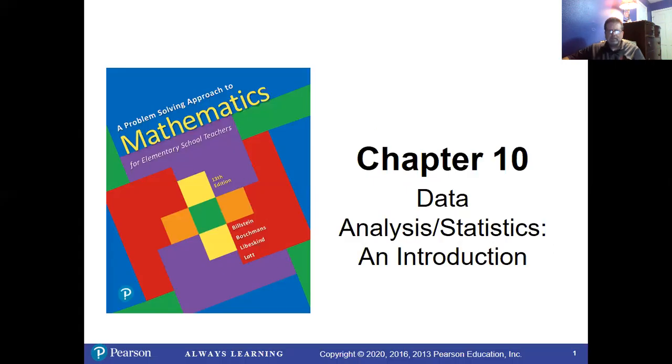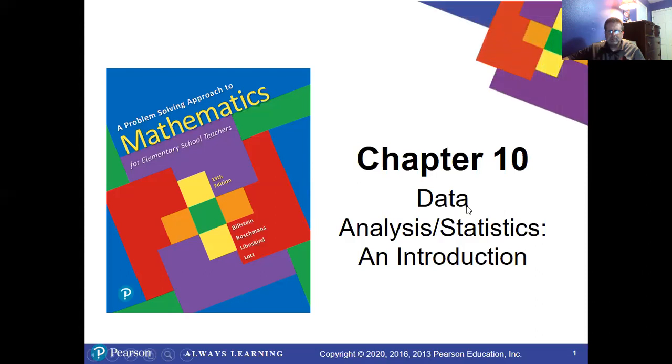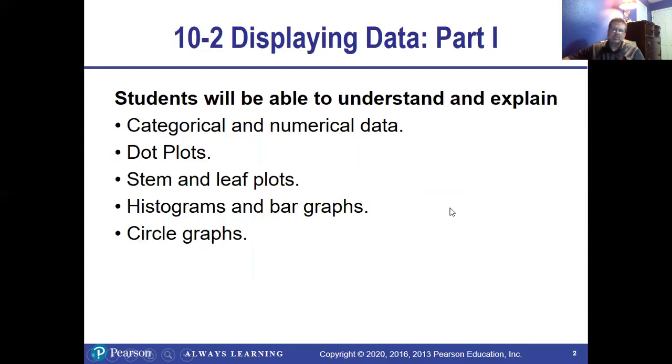All right, so chapter 10, data analysis, statistics and introduction. So we are in 10.2, okay? Things we're going to be talking about: the difference between categorical and numerical data, what a dot plot is, a stem and leaf plot is, histograms, bar graphs, the differences and similarities, and how to deal with circle graphs, okay?